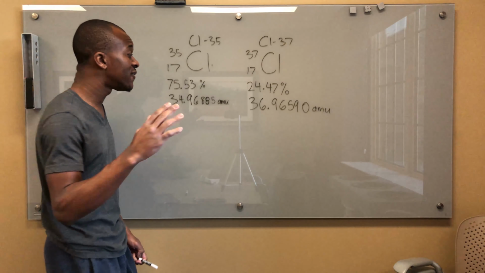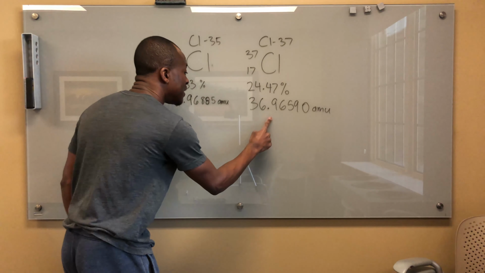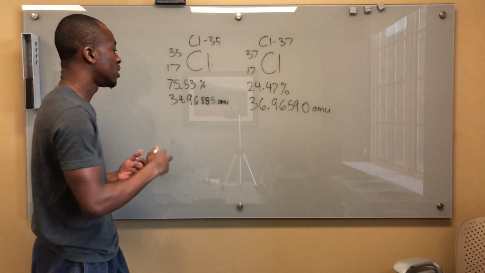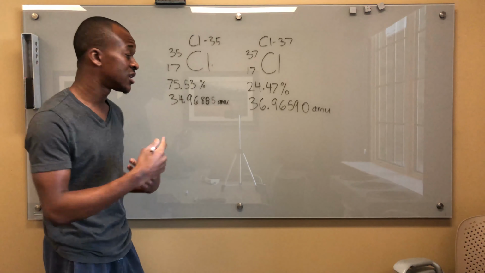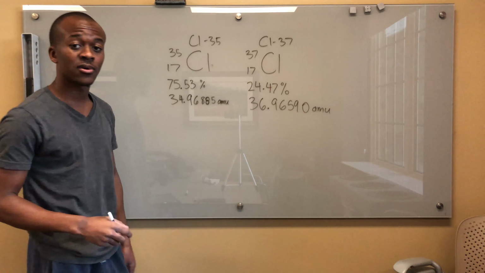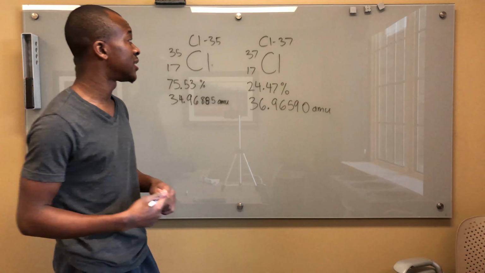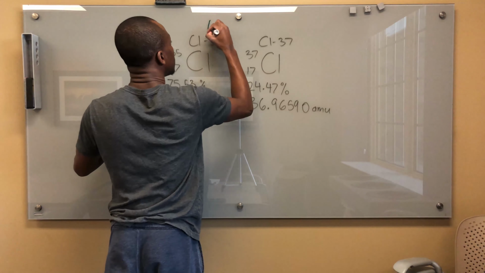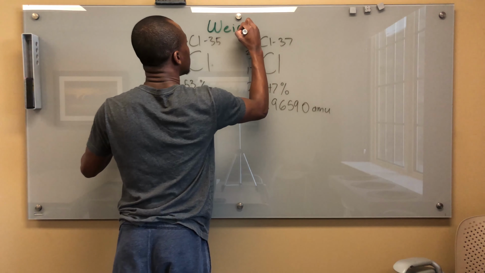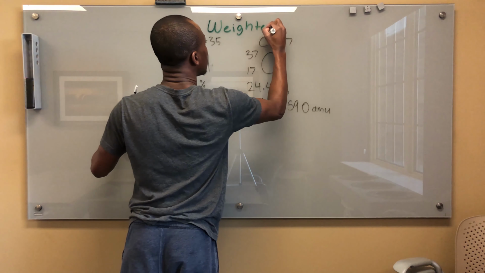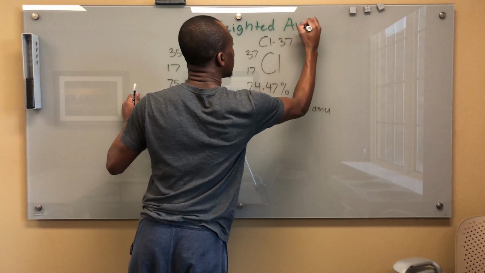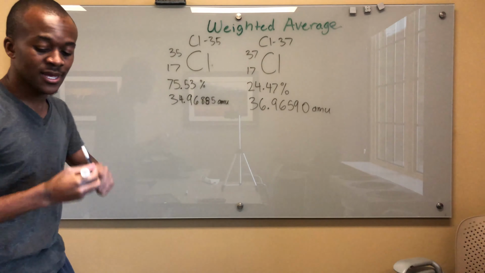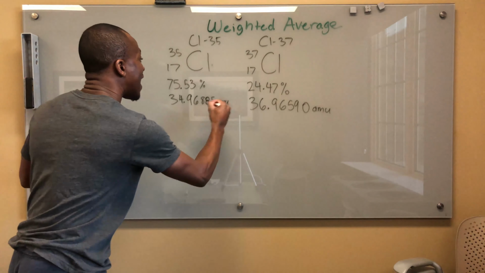So they're basically telling us how often each occurs, so we can calculate the average. I know that my final value is going to be somewhere in between this and this. And because this occurs about 75% of the time, my final average is going to be closer to this number than this number. That's why it's a weighted average. I'll go ahead and write that down.